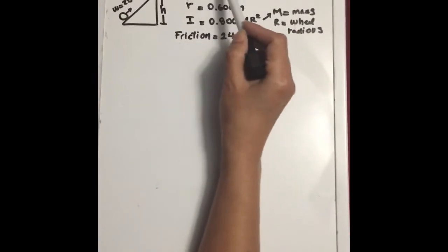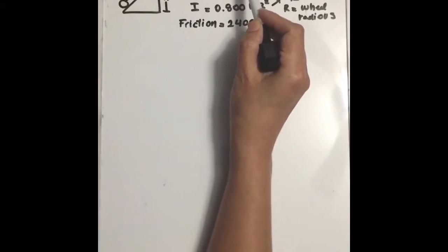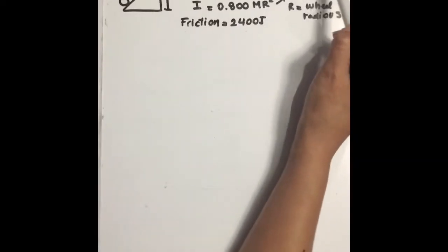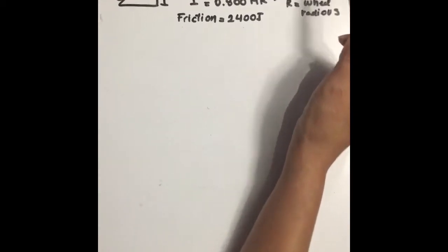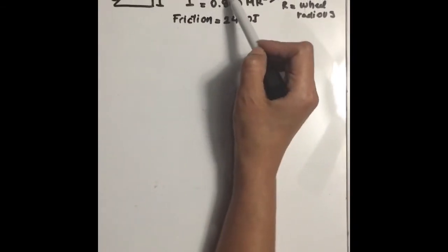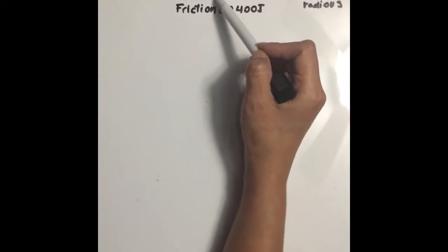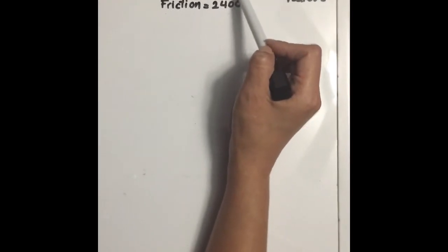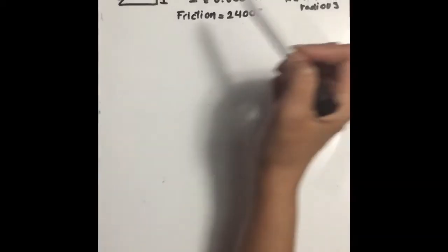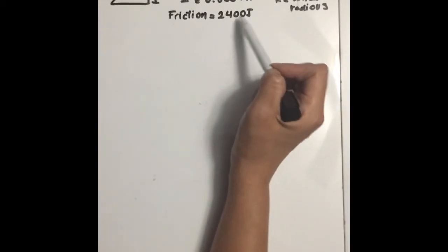The weight of the wheel is 397 newtons, but for the purposes of the problem, we're going to need the mass of the wheel, which you can find easily by dividing the newtons by gravity, and it gives us 40.5 kilograms. Another thing that we know is the radius of this wheel, which is 0.600 meters, and the moment of inertia given by the problem is 0.800 mr squared, where m is the mass and r is the wheel radius. Another thing that we know is the friction is doing some work, a work of 2,400 joules.